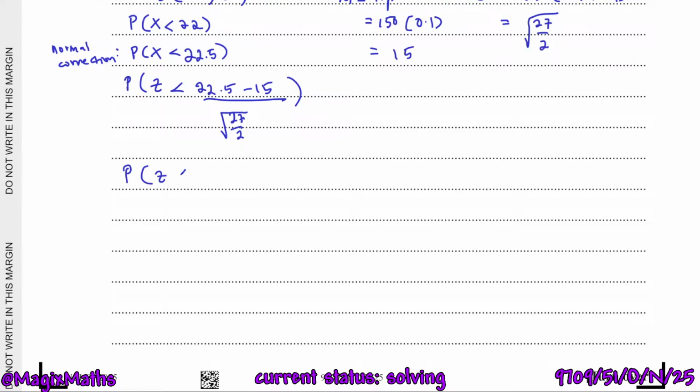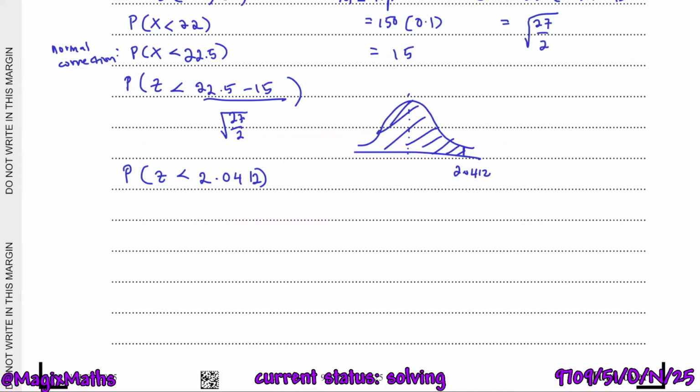So we have z less than 2.041. Or do I need, I think I need this last digit here. So if you draw a normal distribution, it's probably around here.